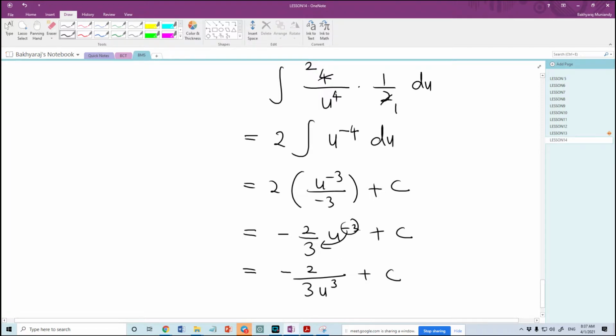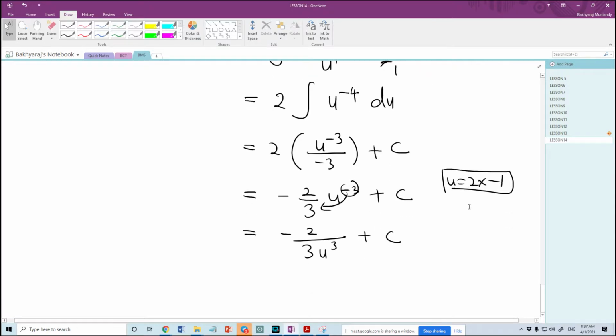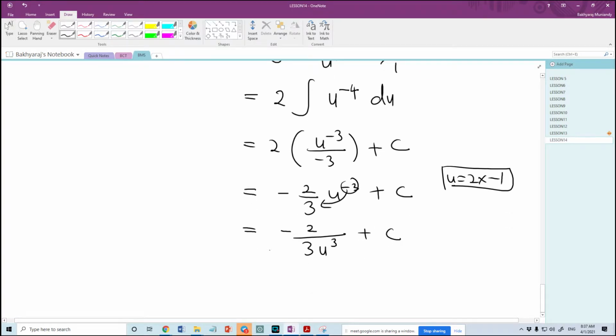And what is your u? Okay, what is your u just now? Your u is actually 2x minus 1. Kita substitute balik dah. U is actually 2x minus 1, so we just replace the u with 2x minus 1. So that will give you negative 2 over 3 times 2x minus 1 power of 3 plus c. So that is our answer.